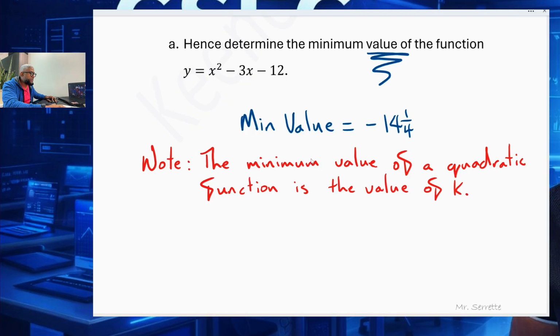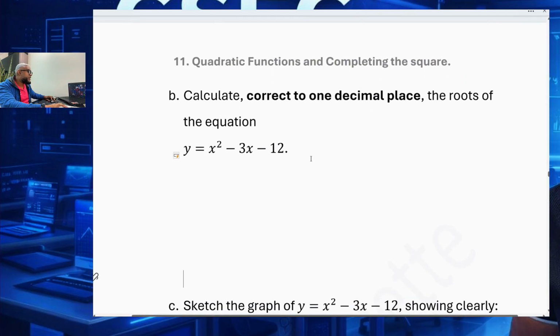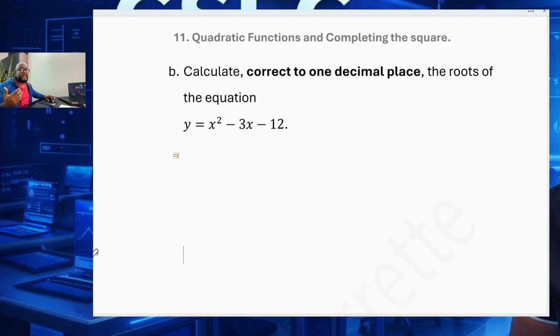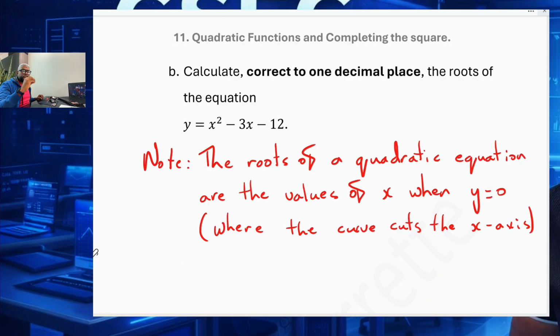So we're going on to part B. Correct to one decimal place, I need you to write the roots of the equation. The roots of my equation would be the values of x, your x values when you solve the quadratic, right? So let me put a little note to that effect. The roots of a quadratic equation are the values of x when y is equal to 0. That is basically where the curve cuts through the x-axis, right?